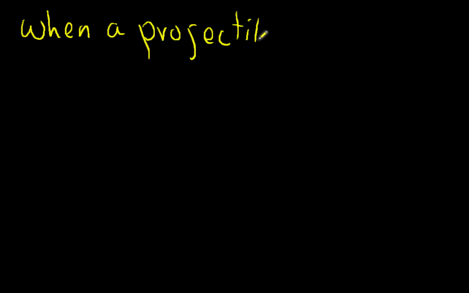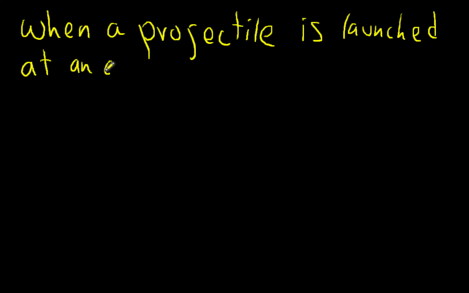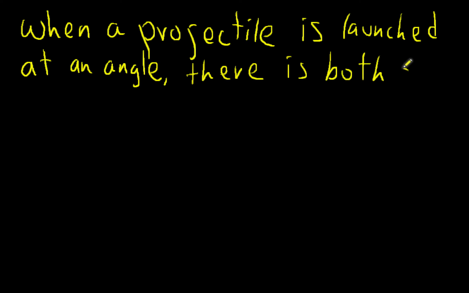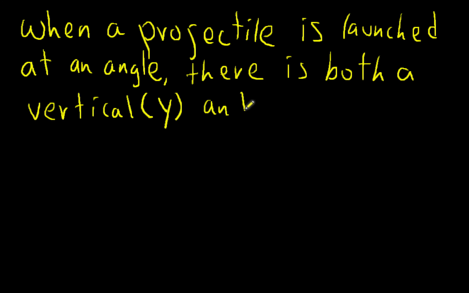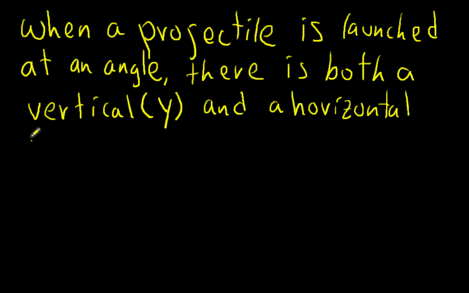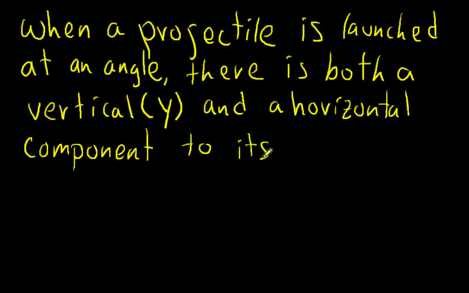When a projectile is launched at an angle, there is both a vertical component, and for vertical we use the letter Y to indicate it, and a horizontal component. Horizontal uses an X. To this projectile's initial velocity.